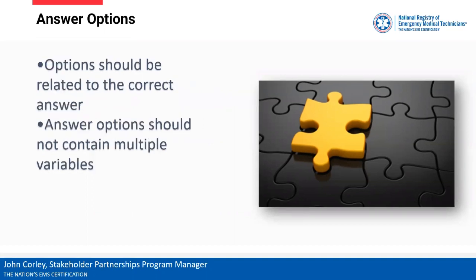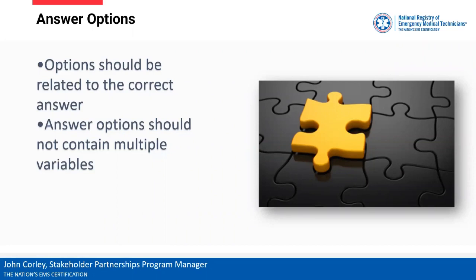Options should be related to the correct answer. They have to be related to the correct answer in order for them to work really well. Oftentimes, in my experience working with panels, 3 answer options come really easy. It's the 4th one that's always the most difficult, and that's where the reach starts to happen. But they should be related to the correct answer if possible to make it plausible.